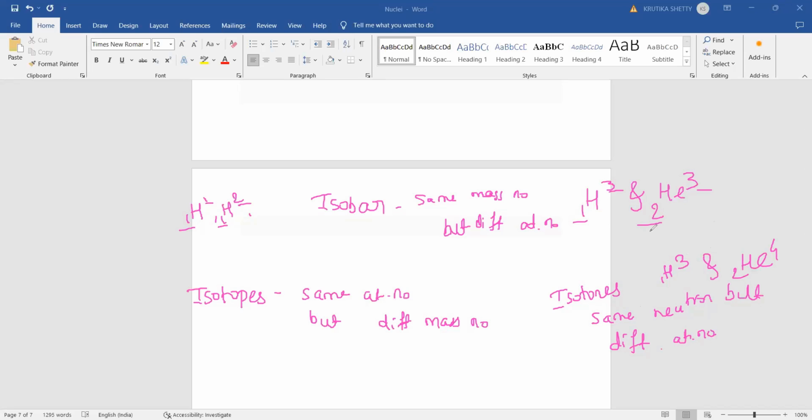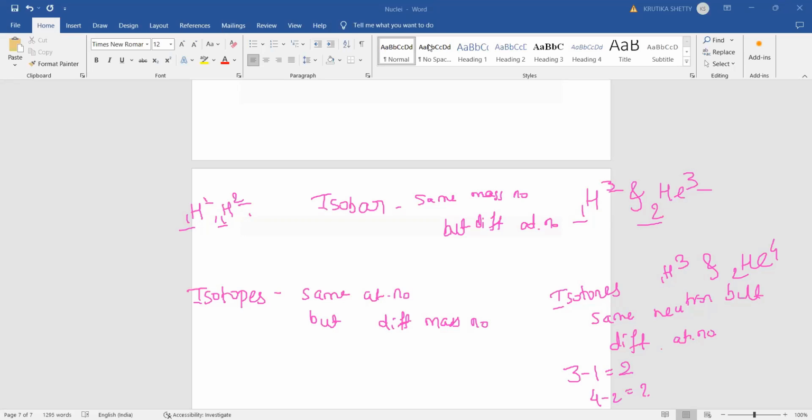So see here what we say for isotones. Isotones means the same neutrons but different atomic number. Here the atomic number is 1 here and 2 here, the mass number is 3 and 4, but the neutrons are the same. How do we calculate? Priyanka, how do we get the neutrons? Mass number minus atomic number gives you the number of neutrons, correct? In hydrogen it is 3 minus 1 equal to 2, and in helium it is 4 minus 2 equal to 2. You can see the number of neutrons is the same in both cases, but the mass number and the atomic number are different.